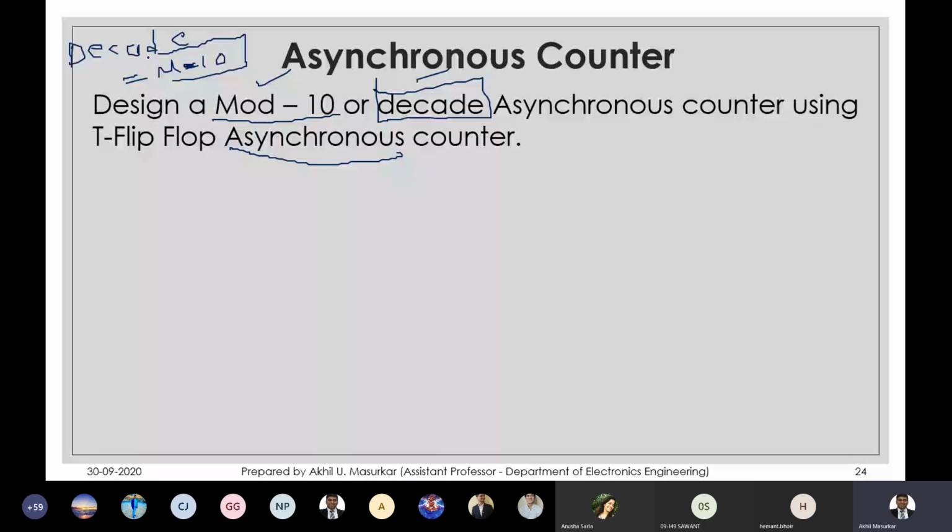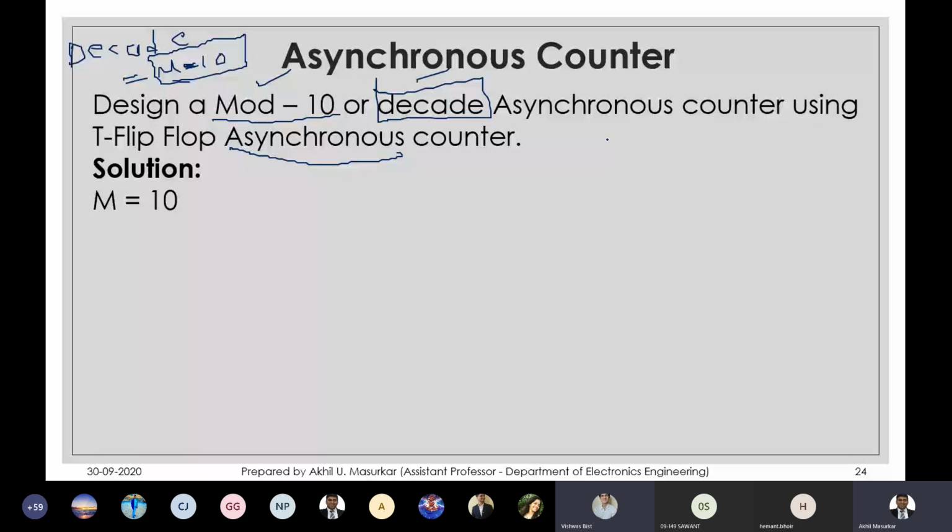So now your counter will count from which state to which state? Please put your answers in the chat box. 0 to 9. Yes, it will be from 0 to 9. That is right. And how many flip-flops will you require? 4.